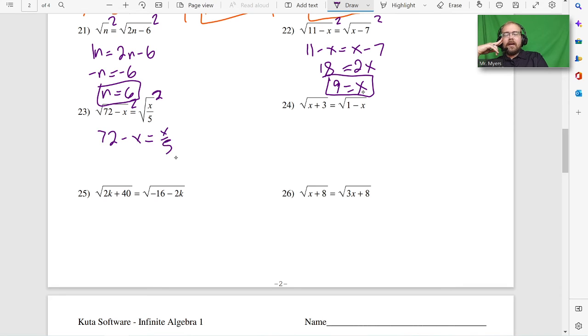X over 5. I'm going to go and multiply by 5 again here. Just because I'm assuming that you're not using a calculator. If you're using a calculator, not really that big of a deal, but you still want to be careful. Because remember, you still have to type all of that into the calculator. And if you type it in wrong, you'll get the wrong answer. So just be careful. 5 times 72.